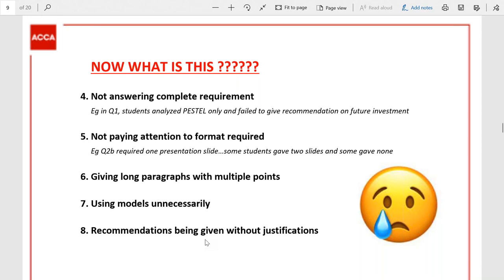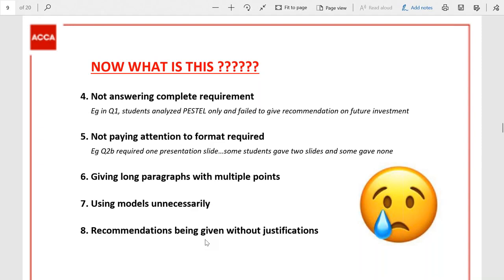Look at point number 5, not paying attention to the format required. Now, how is that possible? For example, in question number 2b, one presentation slide was required. Some students gave 2 slides and some gave none. Oh my God. How do you want me to address this with you guys? These are things which you and only you will fix.